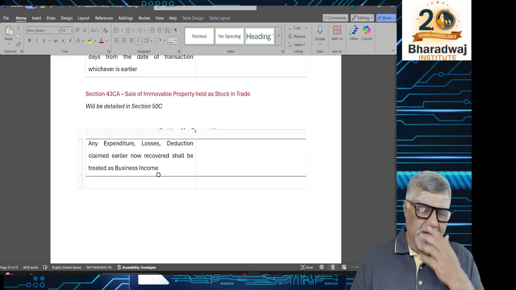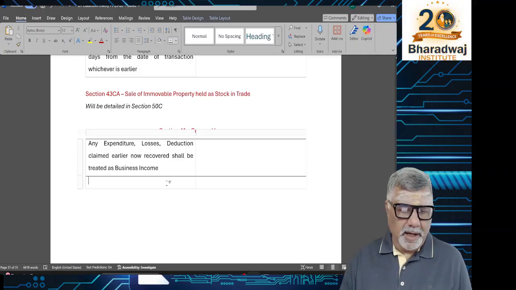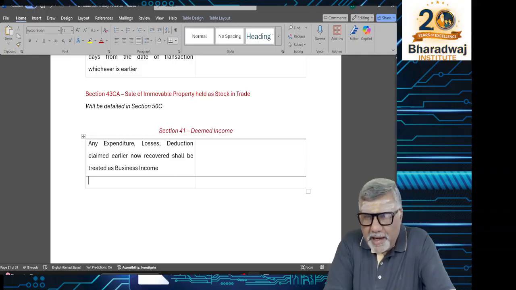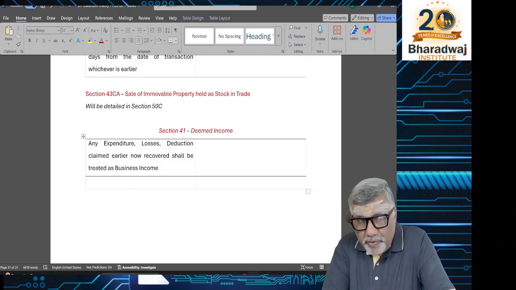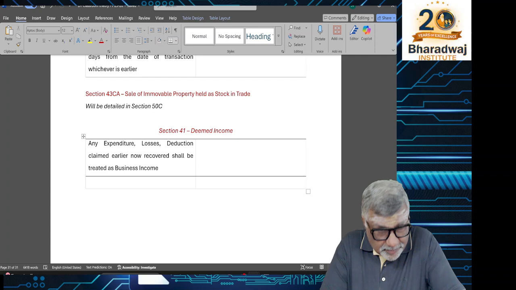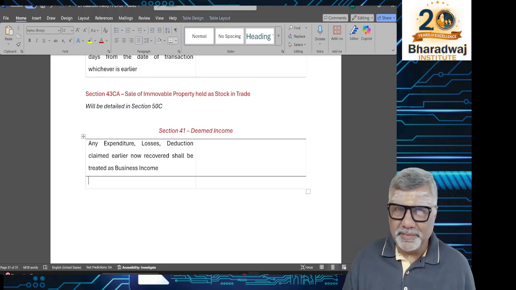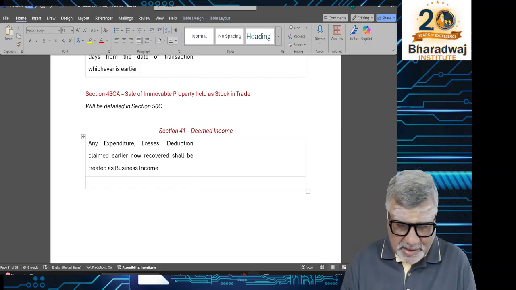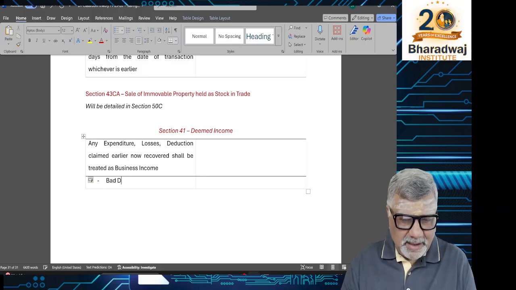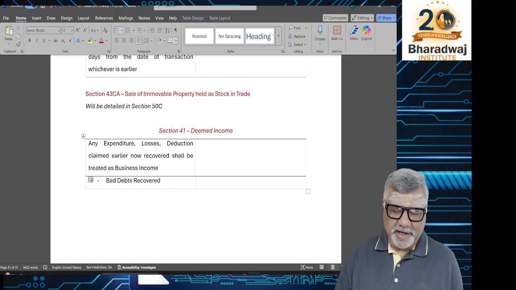Any expenditure, losses, deductions claimed earlier, now recovered, will be treated as business income. Can you give me an example? Very good example. The best is bad debts recovered. If it is claimed and allowed earlier, now recovered, shall be treated as income.